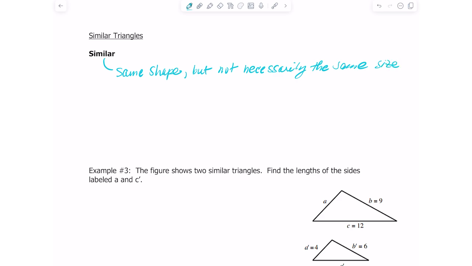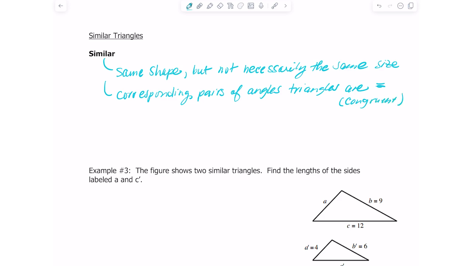Okay. What we know is corresponding pairs of angles in the triangles, since that's what we're working with, are going to be equal. In geometry, we would say congruent. And the ratio of the corresponding side lengths are going to be equal.